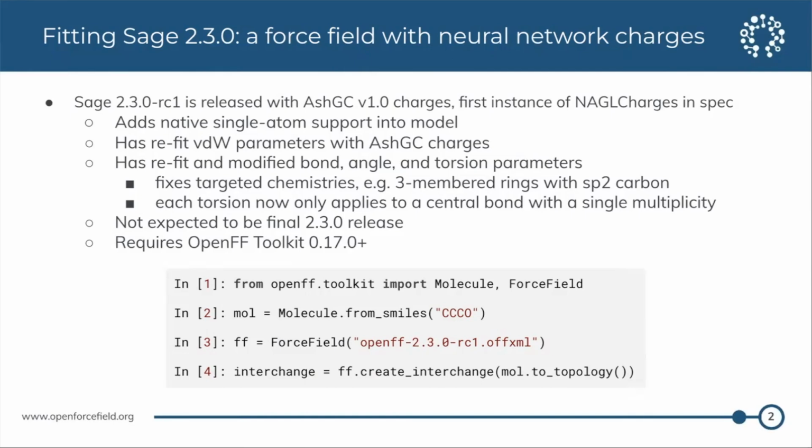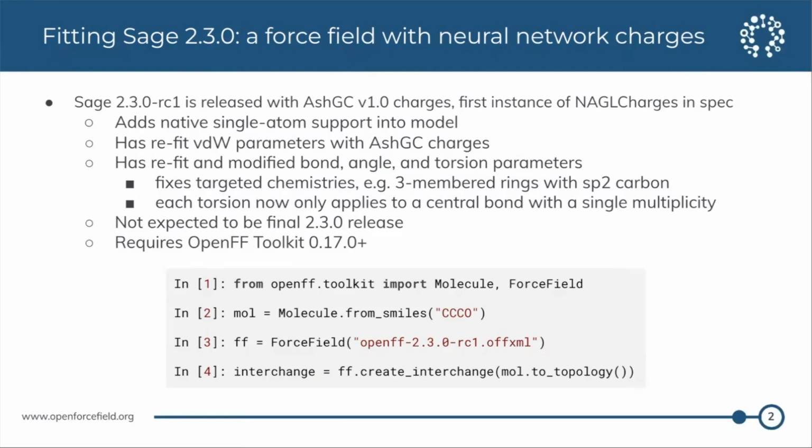AshGC version 1.0 adds native single atom support into the model, and Sage 2.3 RC1 has refit van der Waals parameters with the AshGC charge model, as well as refitting and modifying bond, angle, and torsion parameters, both to fix targeted chemistries, so for example, three-membered rings with an sp2 carbon, as well as fixing a general issue where torsions could apply to central bonds with varying multiplicities, but now only applies to a central bond with a single multiplicity.